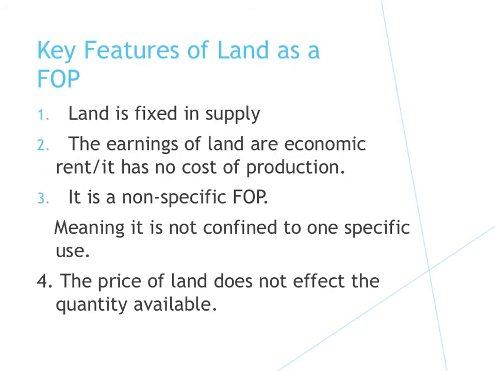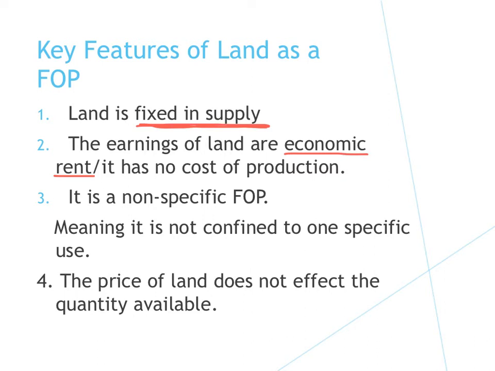Some key features of land as a factor of production. So the first one is we know it's fixed in supply, and we definitely know that in Ireland, seeing as we're a very small island. So it's fixed in supply, eventually it will run out. The earnings of land are economic rent. So we're going to talk about economic rent in a second. It has no cost of production. It's been provided to us by nature.